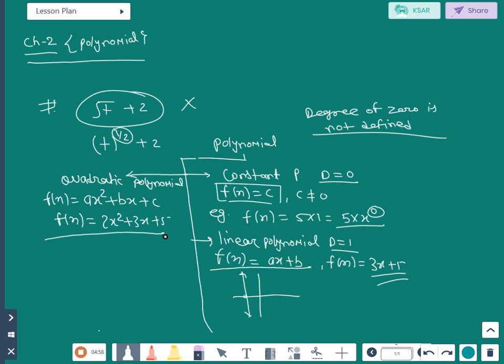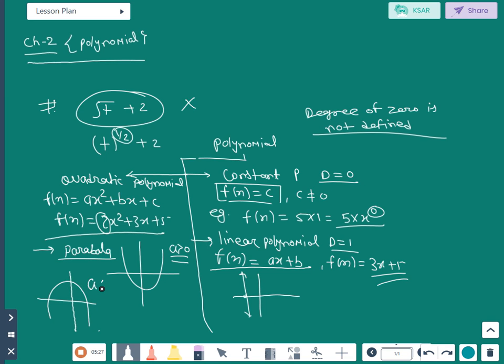Now next we will discuss what is the graphical representation of the quadratic polynomial. The graphical representation of the polynomial looks like a parabola. Now parabola is of two types. First, the mouth opens upward when a is greater than 0, meaning the coefficient of x squared is positive. Then the parabola opens upward. And when a is less than 0, meaning negative, then the parabola mouth is downward.